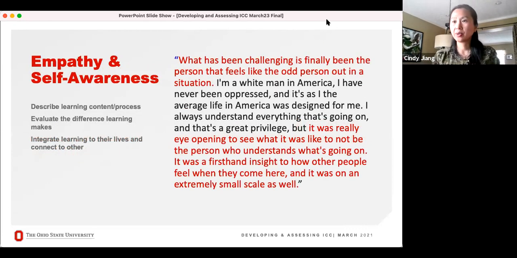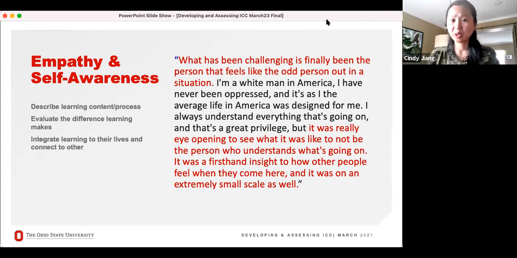All right, and this is another example of a student showing empathy and self-awareness. This is a white male student who shared this paragraph through an assignment in 1103. I will read it out loud because of the ASL interpreter. What has been challenging is finally being the person that feels like the odd person out in a situation. I'm a white man in America. I have never been oppressed. And the average life in America was designed for me.